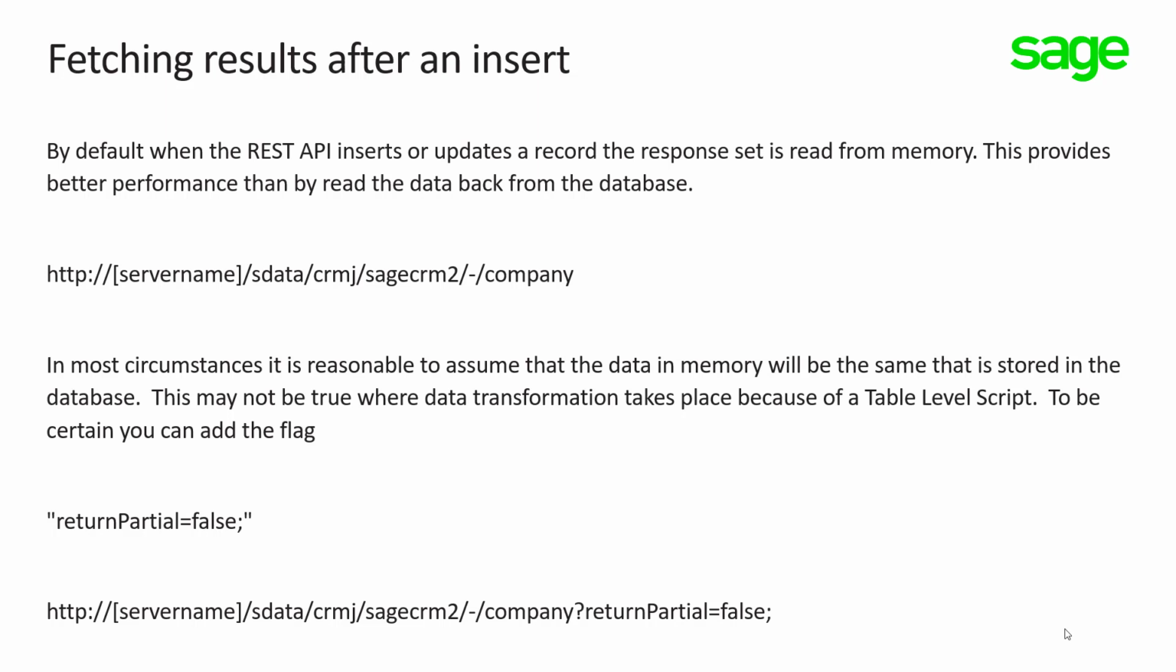Now, this provides better performance by reading from memory rather than from the database, and in most circumstances it's reasonable to assume that the data in memory will be the same as the data that is stored in the database. But this may not be true where data transformation takes place because, as I said, of a table level script. To be certain of this, you can see that there's a flag there, return partial false, that can be used within the URL. That brings us to the end of our lesson for today.